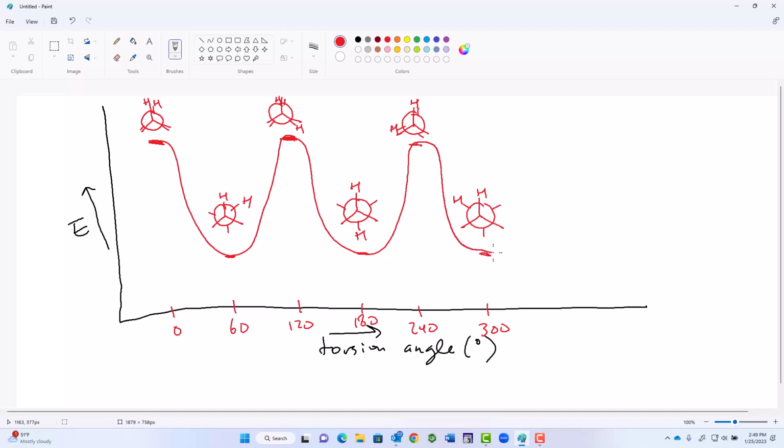That comes back down. And we're then back at the beginning, 360 or 0 degrees is going to be the same. We are back at the original eclipsed position where the H's are right next to one another. And we are back at the high energy level.